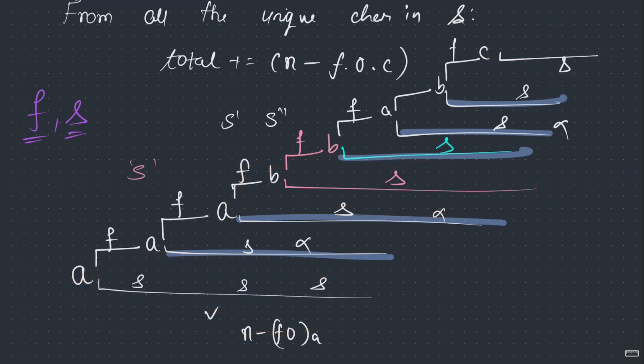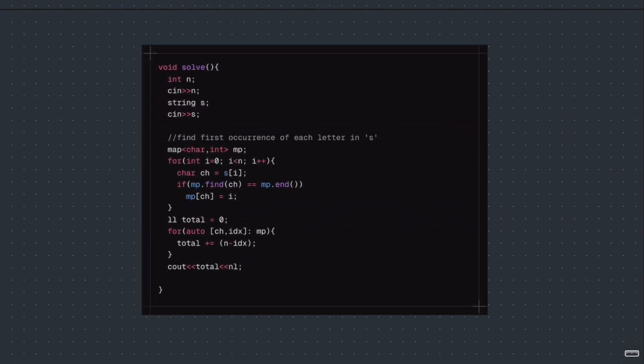And the code is very simple actually, so I don't think I'll write the code in front of you. You just have to find out, first of all, how many unique characters there are and note down its first occurrence. This is a very simple thing, and I guess you already know how to do it. We are just finding out the first occurrence of every unique character in S, right?